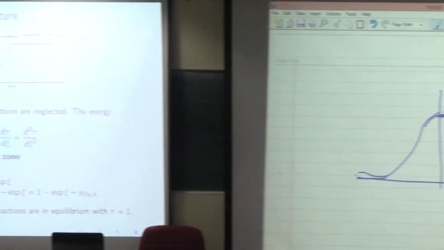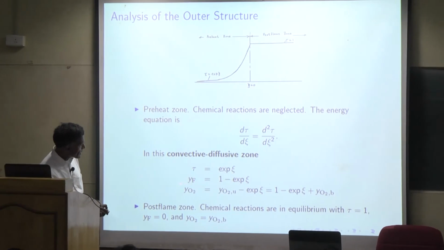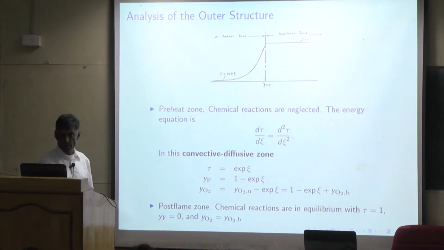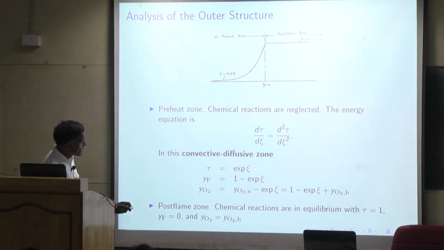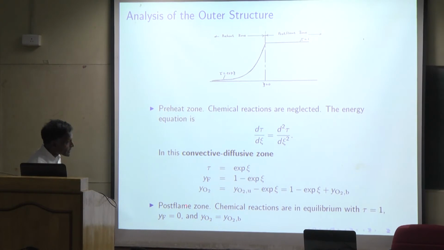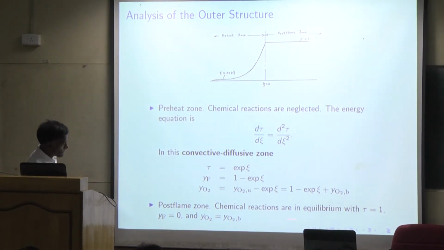So that's YF. You obtain this from the coupling functions. We had talked about the coupling functions before. That's how you get YF, and that's YO2. Now, in the post-flame zone, of course, the chemical reactions are in equilibrium, and tau equals 1. So that is the outer zone.